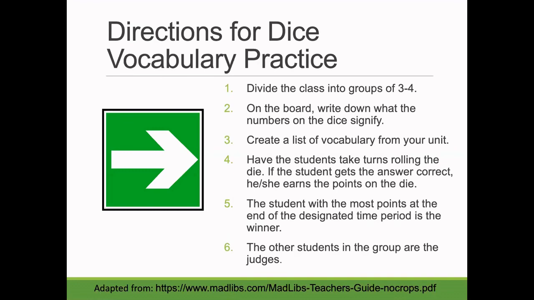Then you're going to create a list of vocabulary. So if you were doing Unit 8 on legends, you would try to take all the vocabulary from the book and use that as part of this game. What the students do in their group is they're going to take turns rolling the die. And if a student gets the correct answer, you earn that point. So if I roll a 4 and I get my question right, then I get 4 points. So you have to have a way to tally your points. And then at the end of the game, the student with the most points wins. And of course, the other students in the group are the judges.